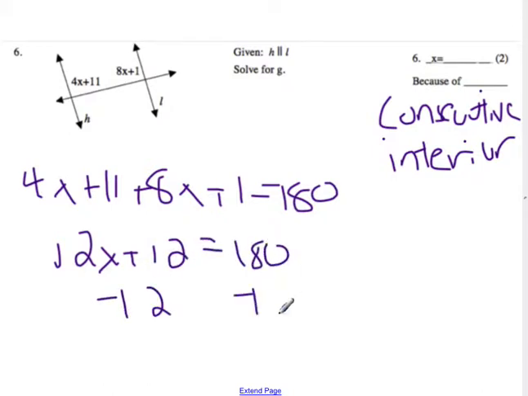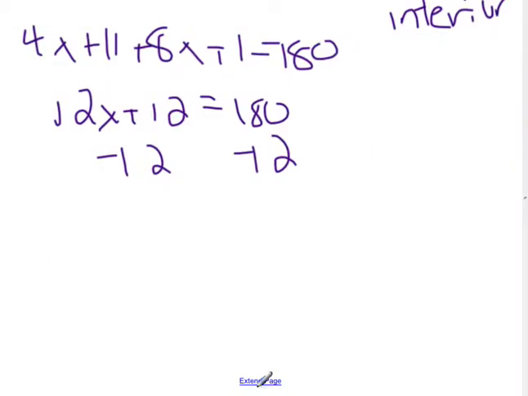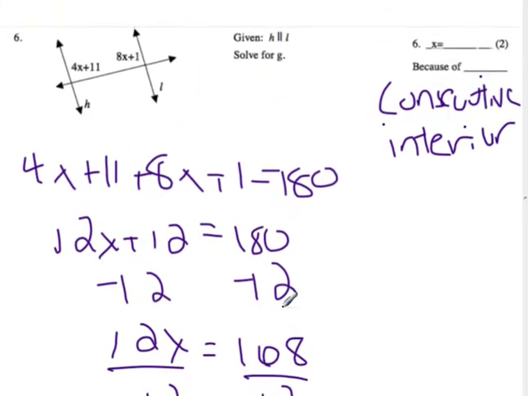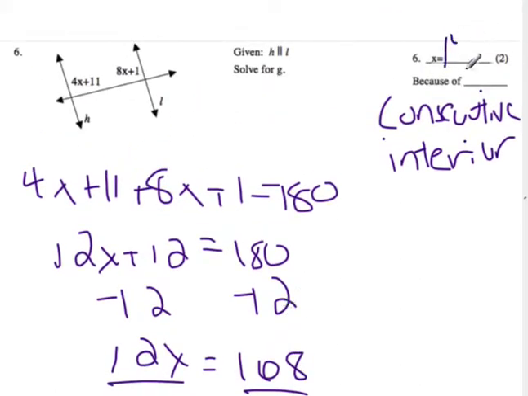So then I'm going to go ahead and subtract 12 from both sides. So I get that 12x is equal to 168. Well, that 12 is being multiplied by the x, so I'm going to go ahead and divide both sides by 12, and I end up getting 14 degrees. So my answer for number 6 is that x is going to be equal to 14 degrees.